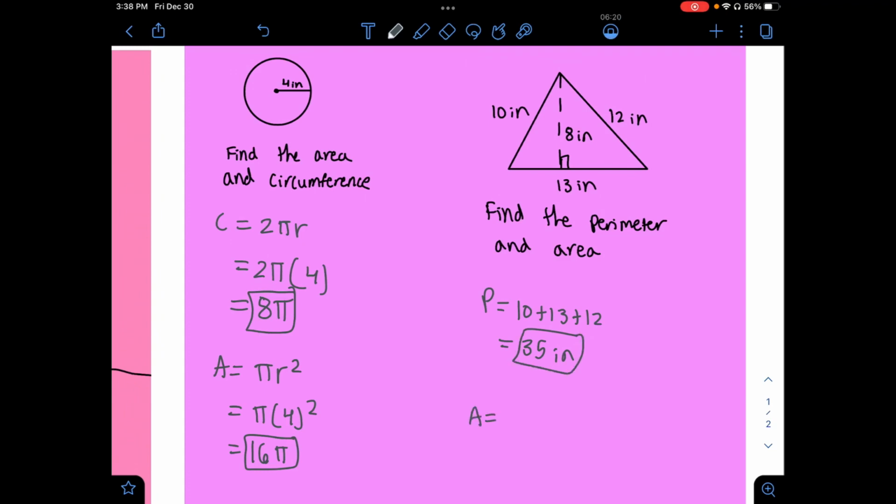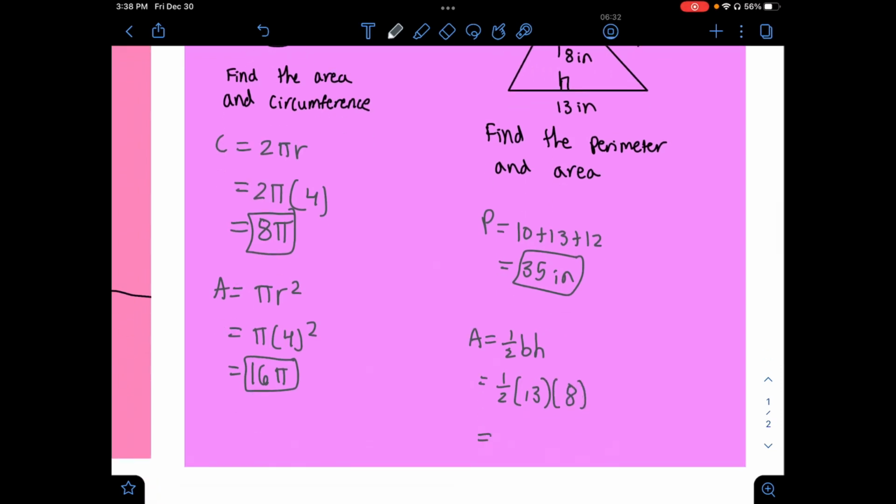And the area, remember, is 1/2 base times the height. So this is our base here, and this is our height. So it's going to be 1/2 times 13 times 8, which is equal to, let me grab my calculator, 52 inches.